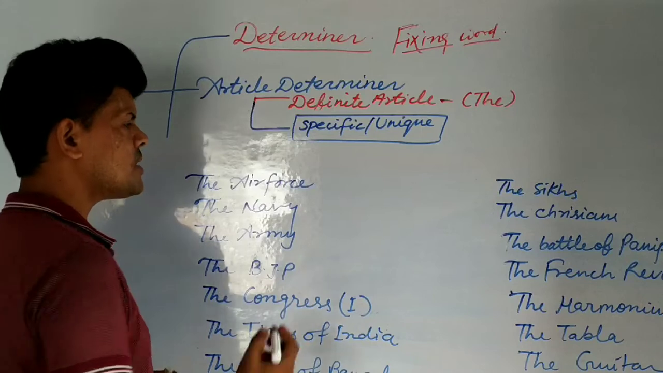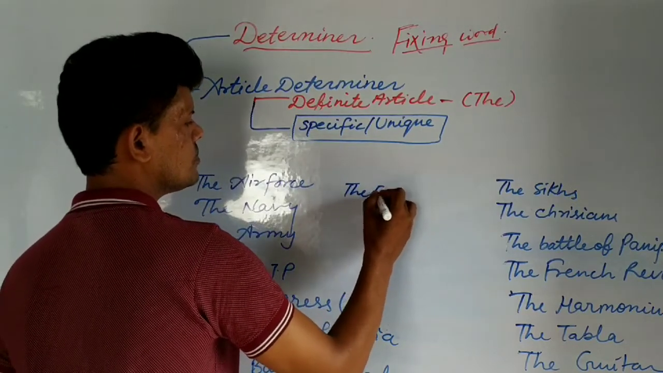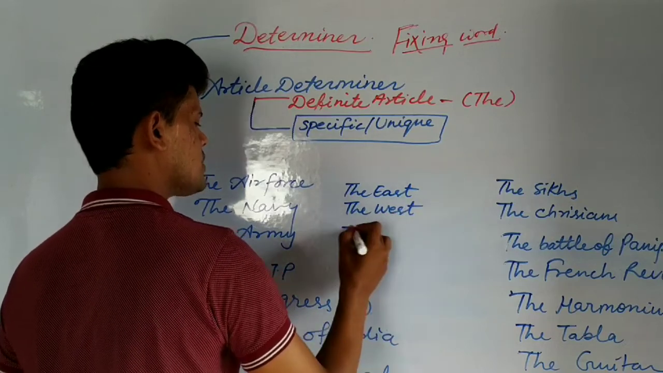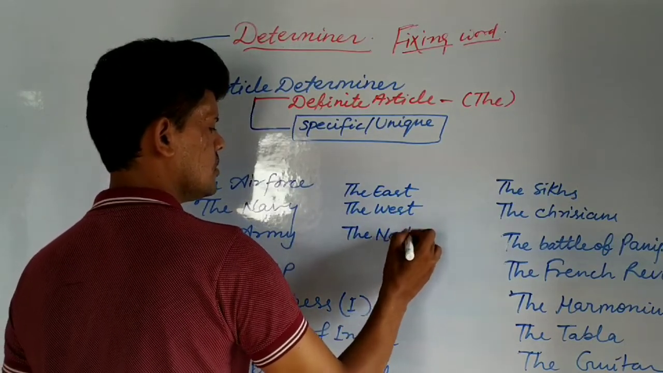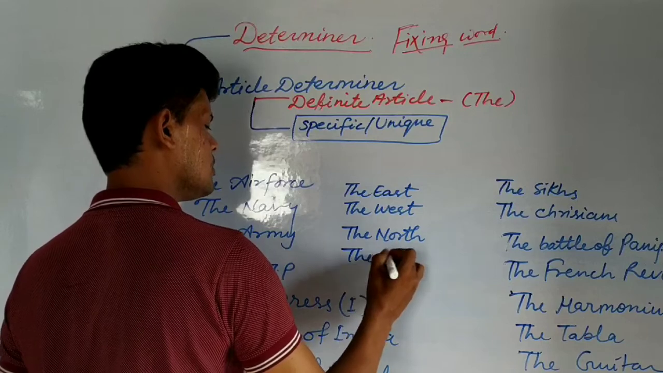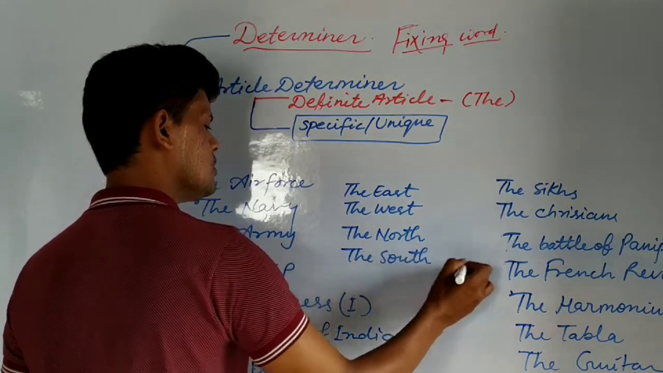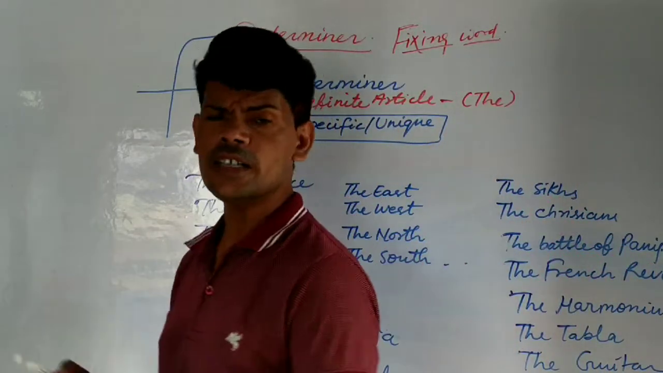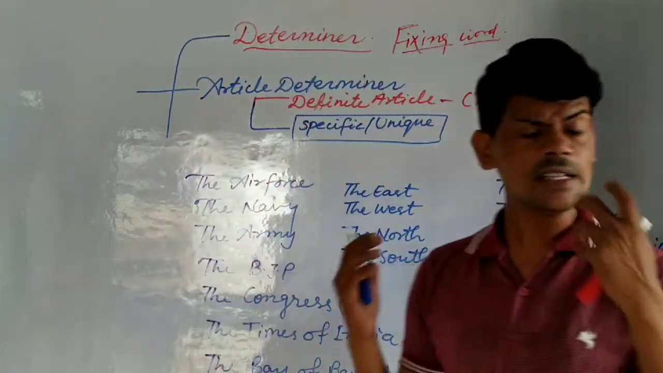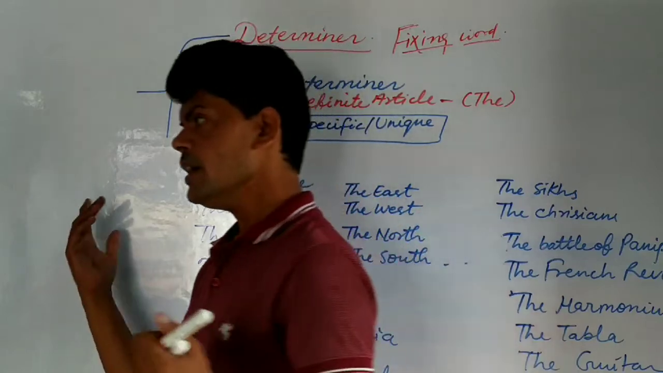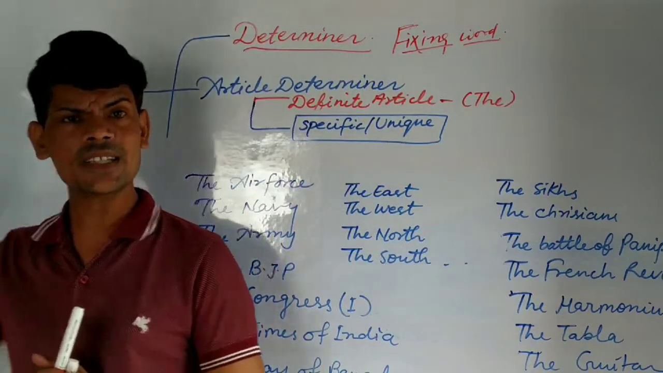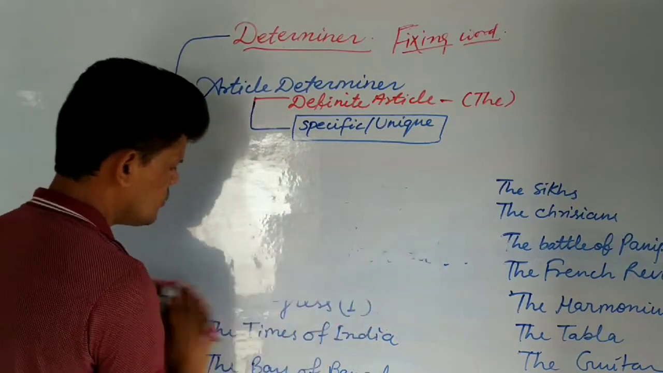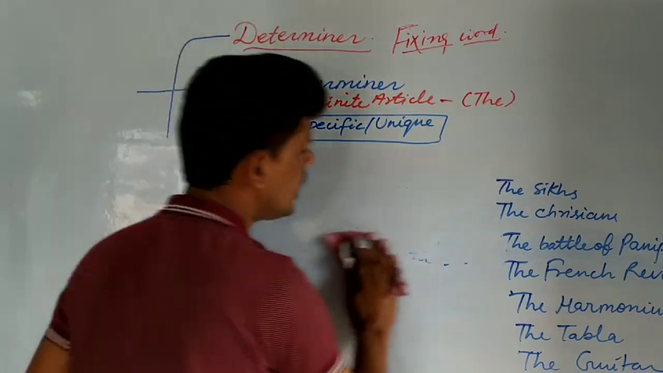Before the names of direction, the East, the West, the North, the South, okay students, these types of words we always use definite article, okay. Let's discuss indefinite article, where we use indefinite article.